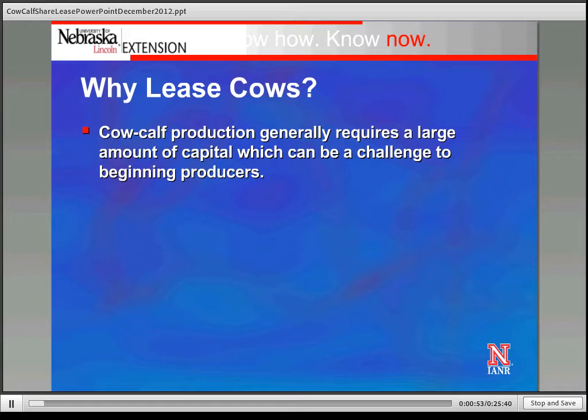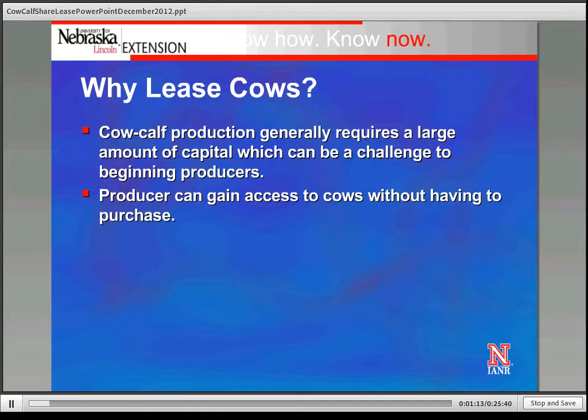So for especially a beginning producer or someone who's getting started, to acquire the capital needed to put all those things together can be quite a challenge. And I think this provides an opportunity for people who maybe own cattle, who are looking to reduce their labor requirements, or maybe just looking at cattle as an investment to participate in the cost of production in a cow-calf enterprise. The main advantage to the producer is they can gain access to cows without having to purchase them.